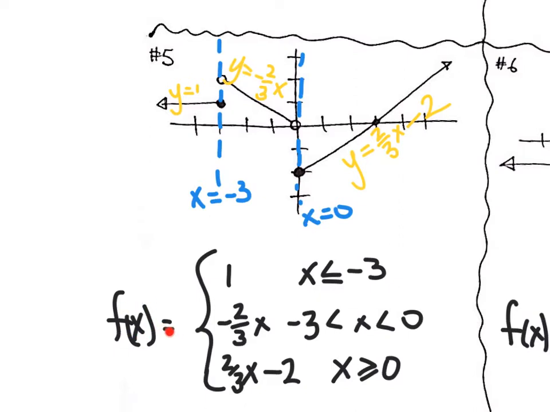So f of x equals, so y equals, and we have y equals 1 for all values of x that are less than or equal to -3. And in between, see how we write this? When x is between -3 and 0, we have the line y equals -2/3 x. And then to the right of 0, so for values of x that are greater than or equal to 0, we have the line y equals 2/3 x minus 2.